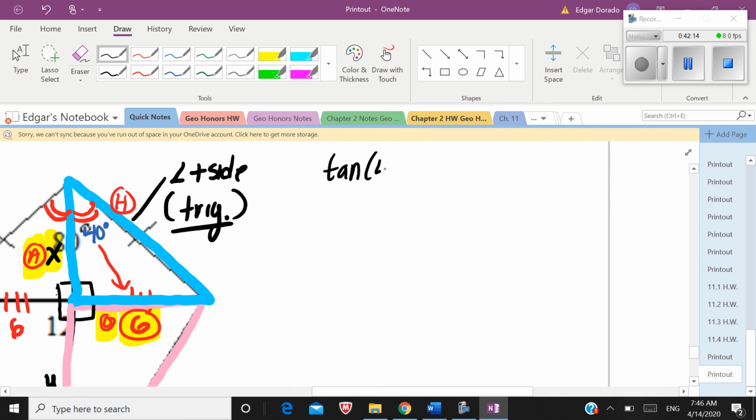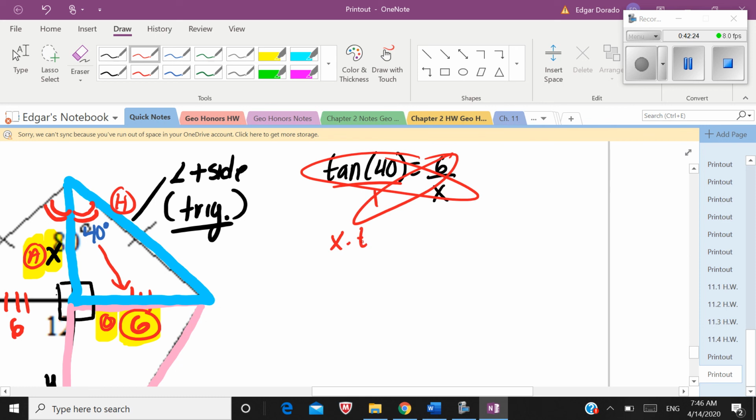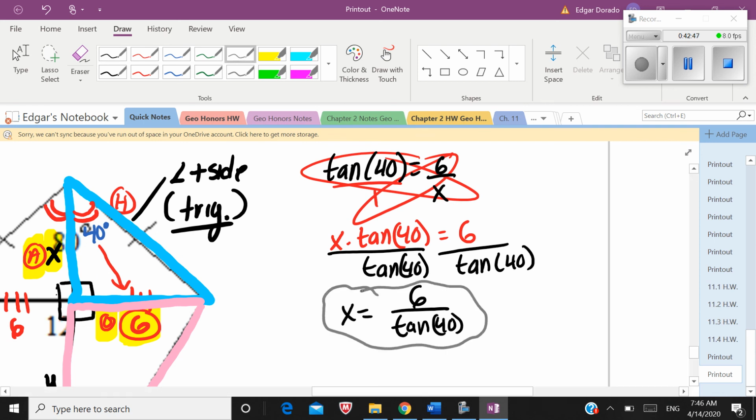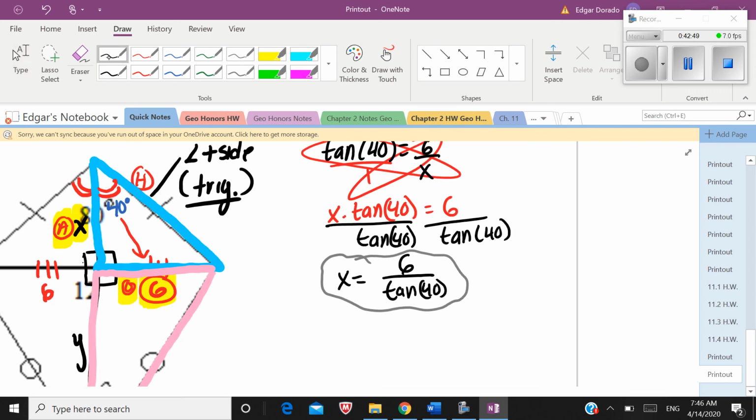So the tangent of 40 is equal to opposite over adjacent. Let's solve and get the x by itself. We can now cross multiply. This gives me x times the tangent of 40 is equal to 6. I don't like the tangent of 40 next to my x, so I'm going to divide it. I know this looks kind of ugly, but the answer here is x equals 6 divided by the tangent of 40 degrees. I just found what x is. Kind of ugly, but go ahead and leave it as that for now.